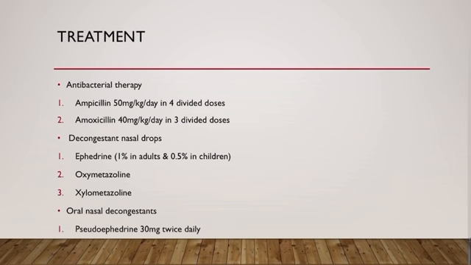The treatment is antibacterial therapy. In antibacterial therapy, ampicillin 50 mg per kg per day in 4 divided doses, amoxicillin 40 mg per kg per day in 3 divided doses. Decongestant nasal drops can be used: ephedrine 1% in adults and 0.5% in children, oxymetazoline, xylometazoline. Oral nasal decongestants like pseudoephedrine 30 mg twice daily.